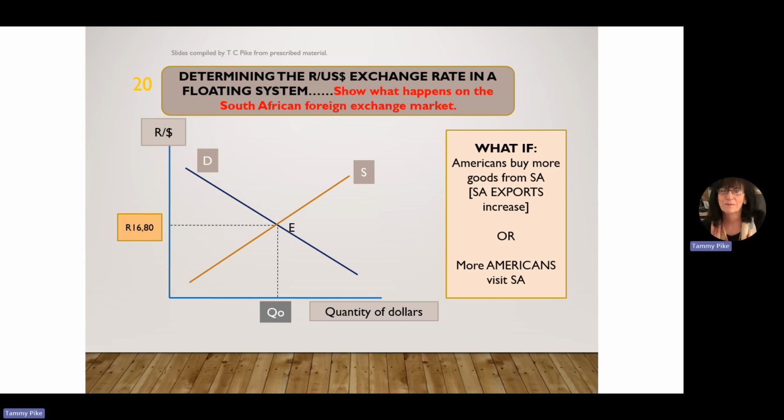If you didn't know the answer straight away, you need to go and do some more work on this, all right? In this case, supply shifts to the right. Supply of dollars coming into South Africa has increased. There are more dollars in South Africa. As a result, the price of the dollar in South Africa has decreased. And we have a new equilibrium position. And the rand has appreciated against the dollar.